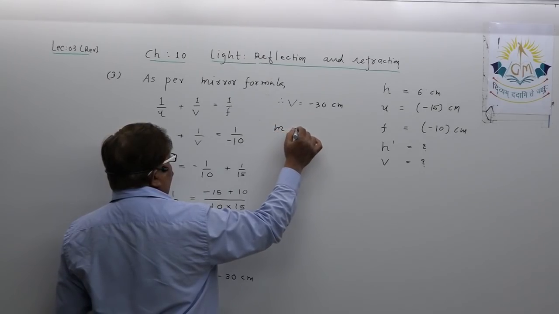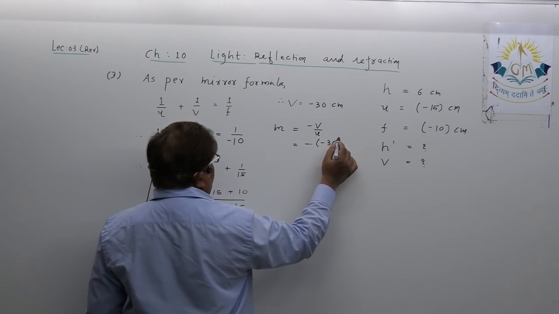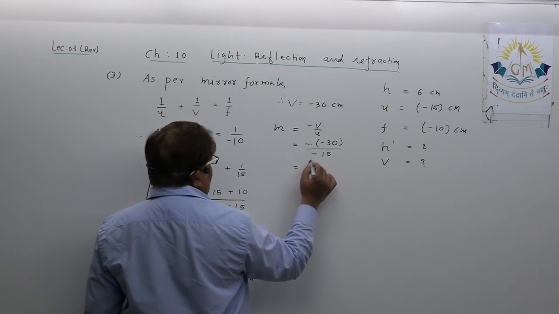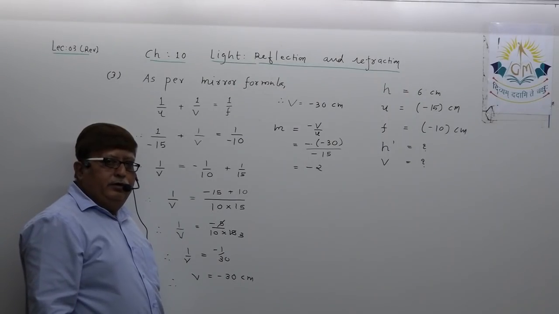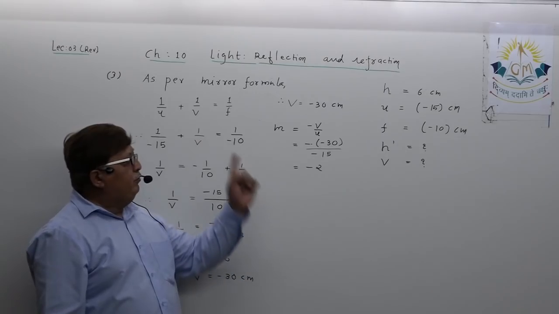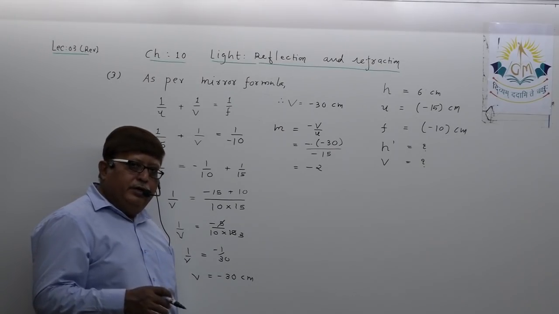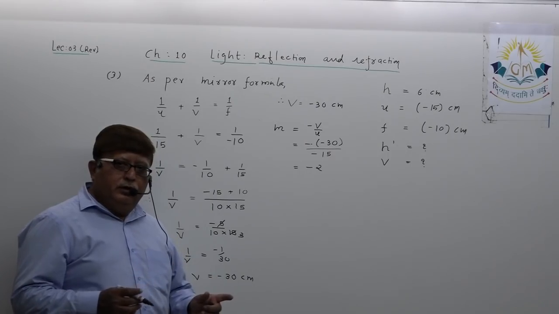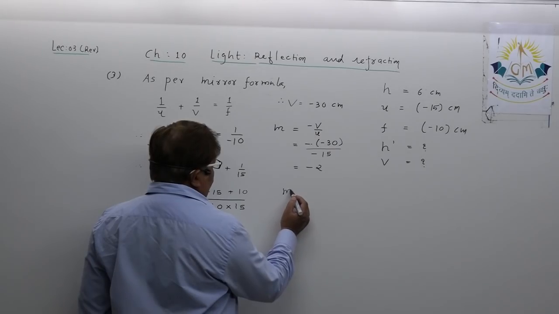Let us find M. M equals minus V upon U, this is minus 30 upon minus 15. Ultimately, this is going to be minus 2. And as I told you in both the examples, V negative concludes M negative, which concludes H dash negative. Be sure about this. This is conclusive evidence whether you are correct or not in solving the examples.